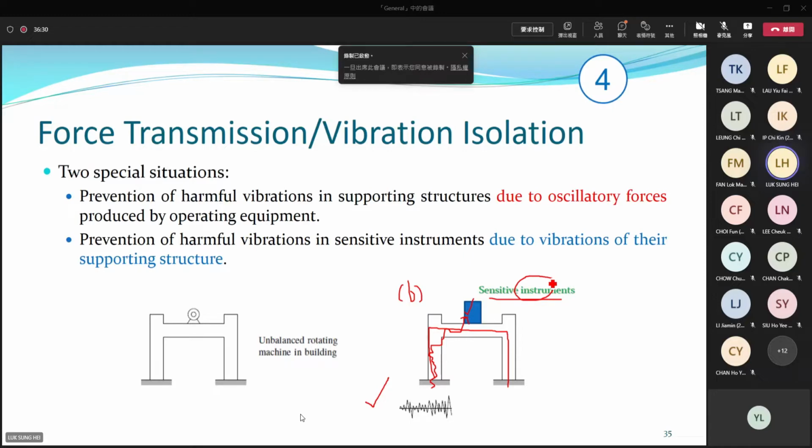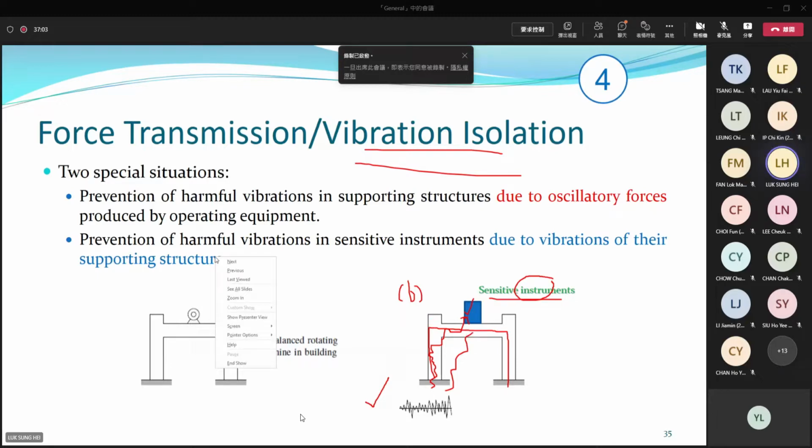So there's another problem. We would like to know how much ground movement is transmitted to this instrument, from the ground level to the instrument level. This problem is called the vibration isolation problem. We would like to know how much ground movement will be transmitted to the structures. We want to avoid this from occurring, so we have to do something. We call that isolation. We have to do something to prevent this large vibration from being transmitted to the instrument.